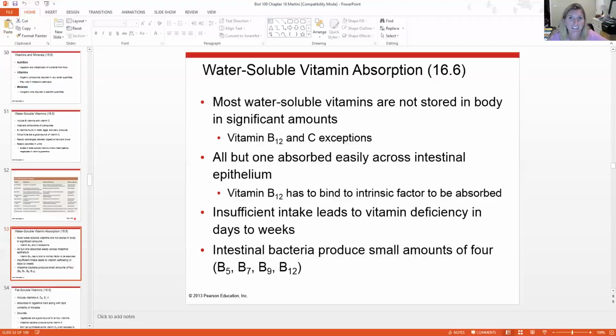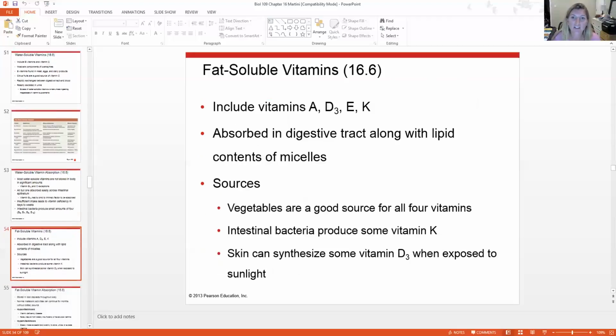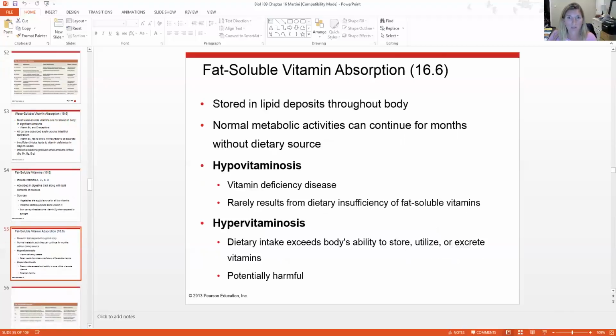Bingo. Just kidding. All right, fat-soluble vitamins A, D, E, and K are absorbed through the digestive tract along with lipids, because since they're fat-soluble, they just get sucked in right with the lipids. Sources of these fat-soluble vitamins include fruits or vegetables. Intestinal bacteria can produce some vitamin K, and the skin can synthesize some vitamin D3 when it's exposed to sunlight. Typically, fat-soluble vitamins are stored in the lipid deposits throughout the body. Normal metabolic activities can continue for months, even if you're not eating them.